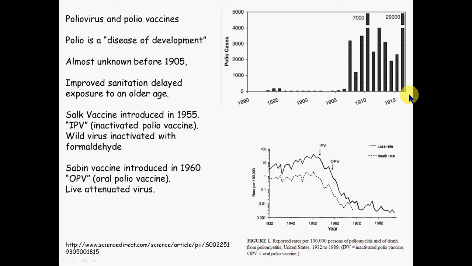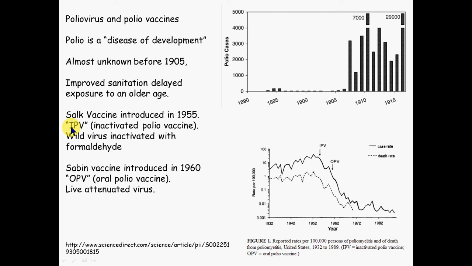And of course, President Roosevelt was a victim and could not walk. He was wheelchair bound, and so he declared war on polio. In 1955, Jonas Salk introduced a vaccine, and we said before, it is a wild-type virus that has been killed with formaldehyde, and that is called inactivated IPV. Now wait a minute, I might be injected, because it is injected.